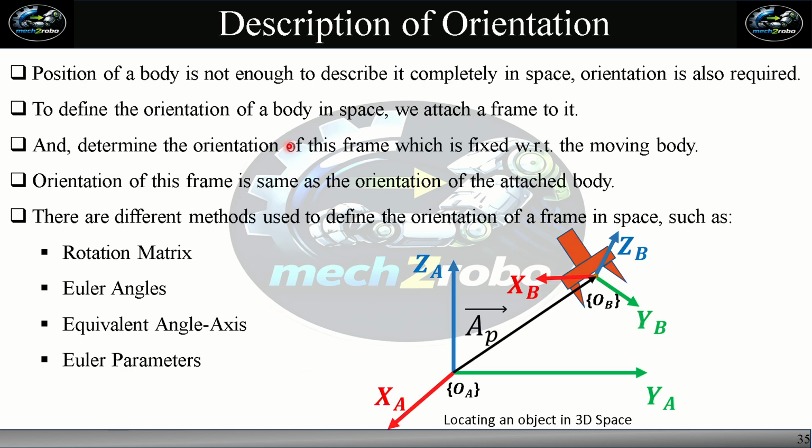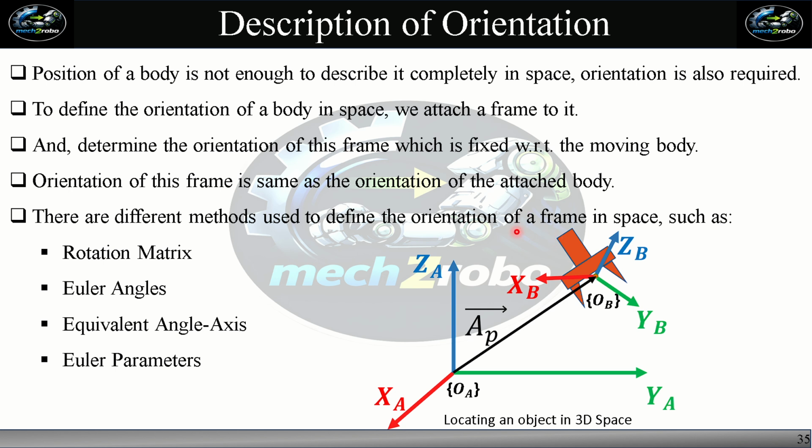After that, orientation. Because the position of a body is not enough to describe it completely in space, there is also a need for orientation. And to define the orientation of an object or body in space, we attach a coordinate frame to it, and then we determine the orientation of this frame with respect to the fixed frame. And the orientation of this frame is the same as the orientation of the body which we attached it to.